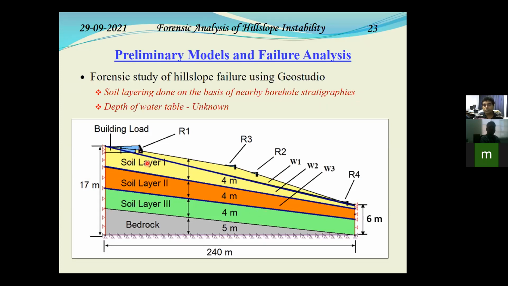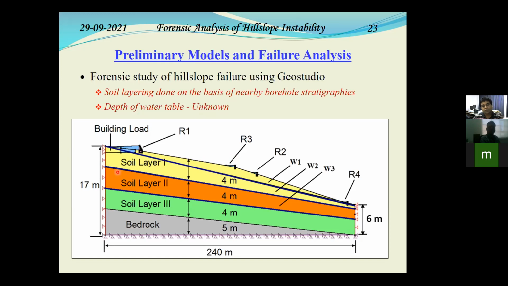And from the boreholes, from the geotechnical investigation report, for each of these soil layer, the shear strength and stiffness and other parameters were provided. We took that into consideration. Other factor which was unknown to us, what is the depth of the water table. Since we do not have any borehole on the landslide site, the water table could not be located.